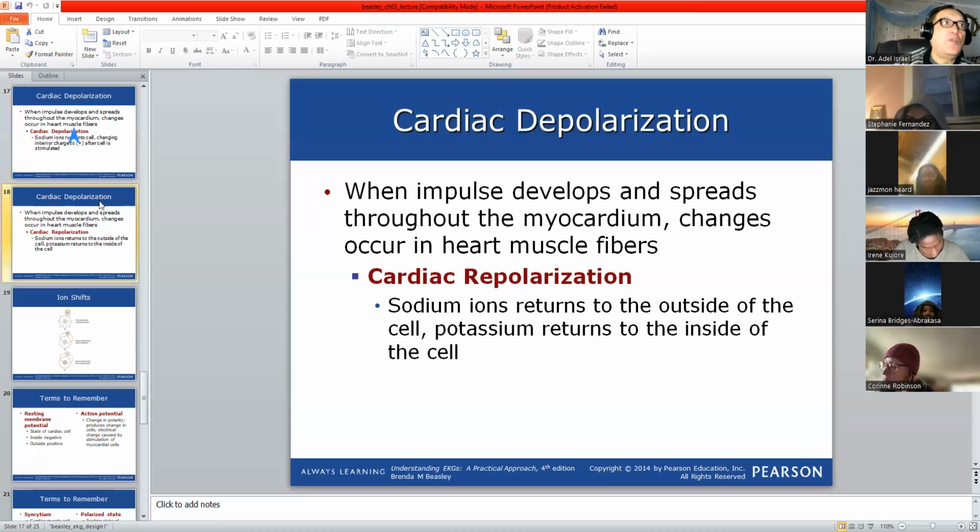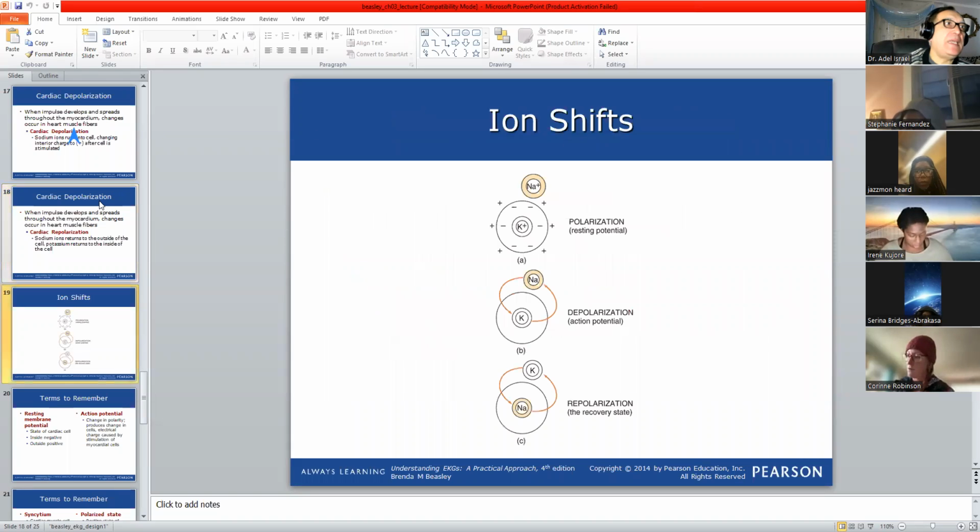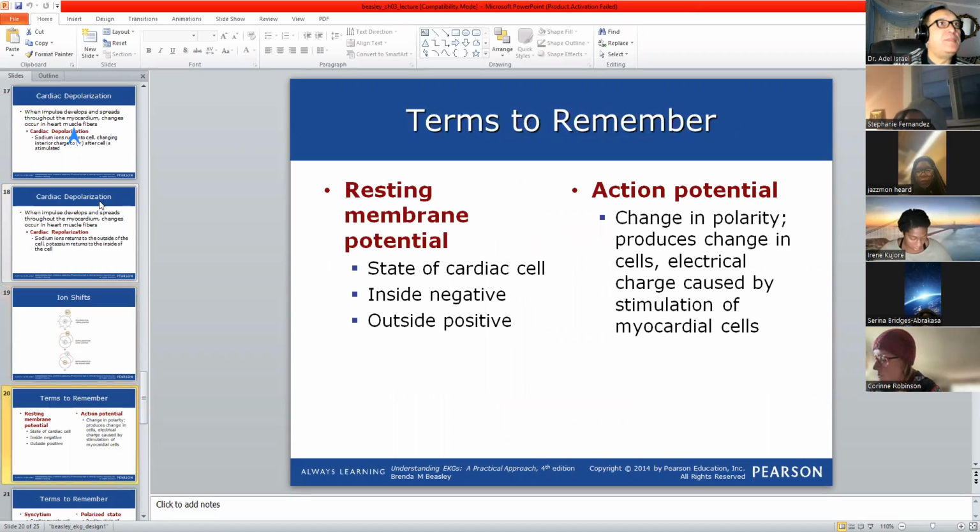What else? For relaxation, again, I need to make your job easy. Relaxation starts with the letter R, and repolarization also starts with the letter R. So relaxation, repolarization, and diastole have the same meaning. You got it, guys? And this explains for us the ionic shift and the sodium pump.